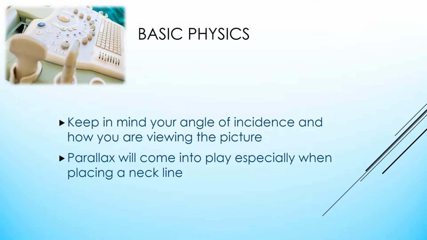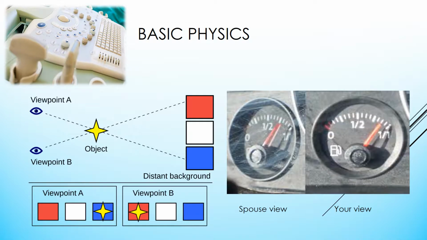Parallax will come into play, especially when placing a neckline. This slide here shows parallax. Here we see viewpoint A on the left side of the graphic. Viewpoint A looks at a star and sees it on a blue background. Viewpoint B looks at the same star and they see it on a red background. And this is because there's parallax, or a different viewpoint.